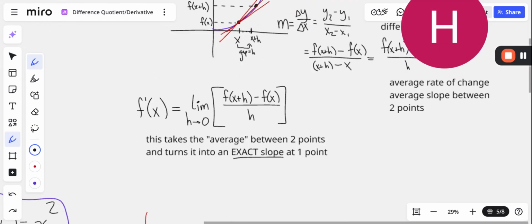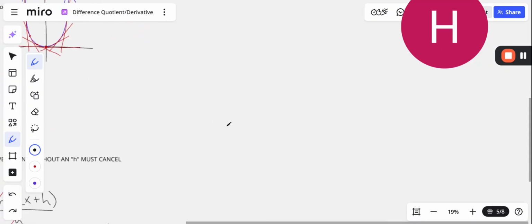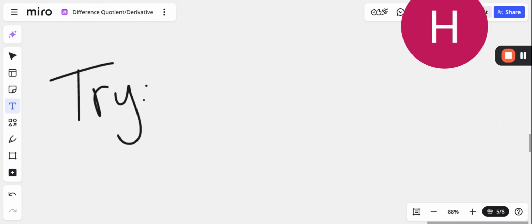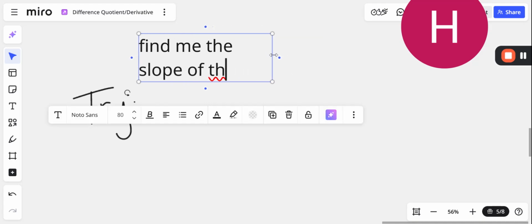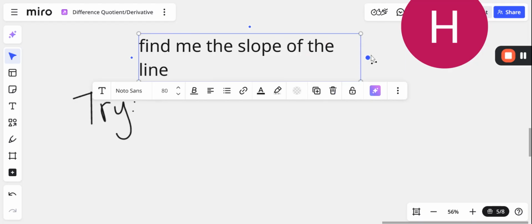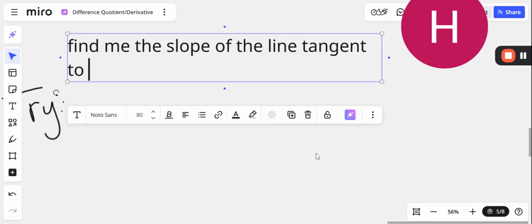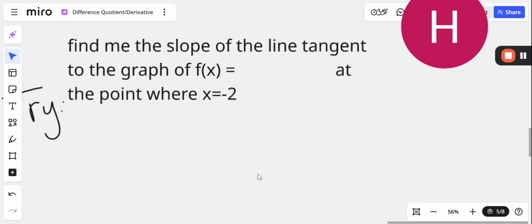Okay? So I really hope you learned something today. I encourage you to try another problem. Actually, I'm going to leave you with the problem. I don't normally do this, but I'm going to have you try. Find me, I'll type it, it's faster. Okay, the slope of the line tangent to the graph of f of x equals at the point where x equals negative 2. And the function here is going to be x cubed.